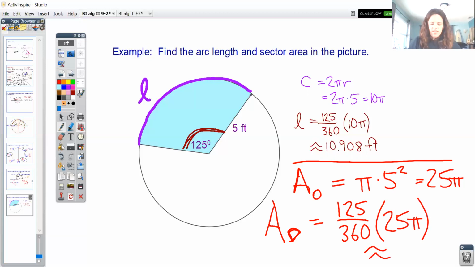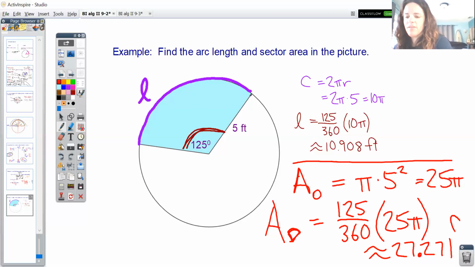And then again, just stick that in your calculator. So 125/360 times 25 pi. And we get 27.271. And this is area, so the unit for that would be square feet or feet squared, right? That would be the area of the sector.